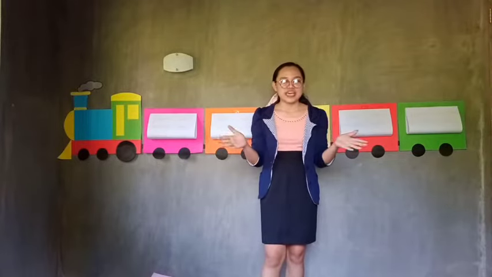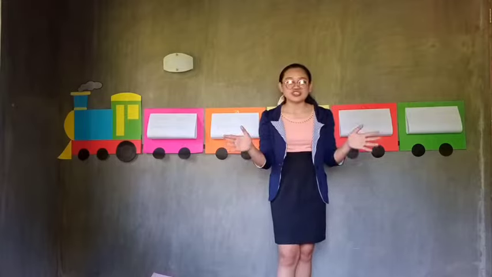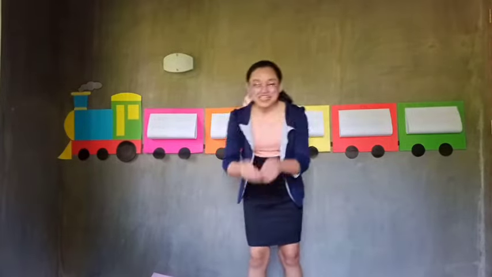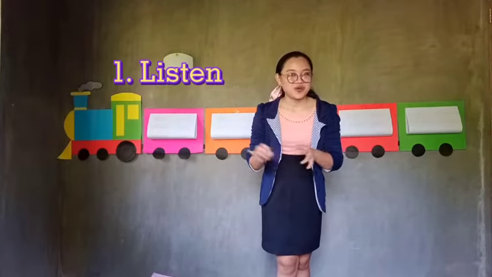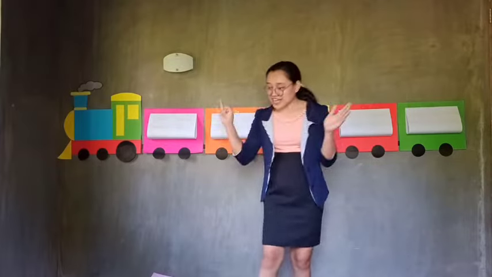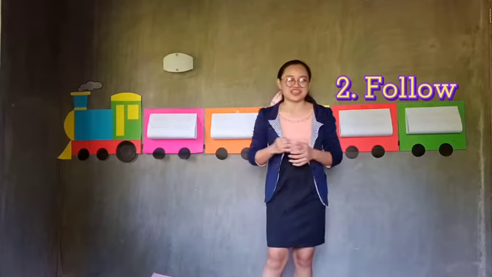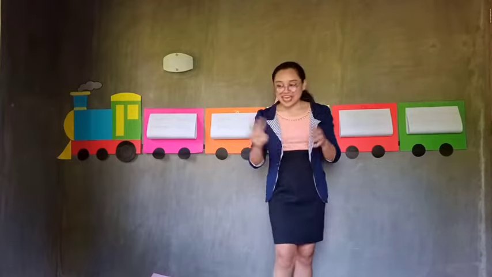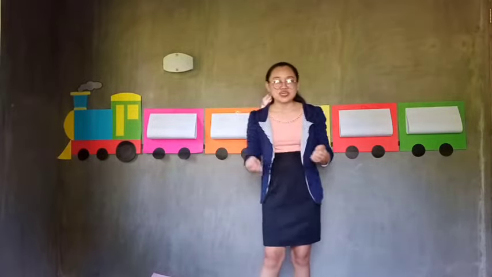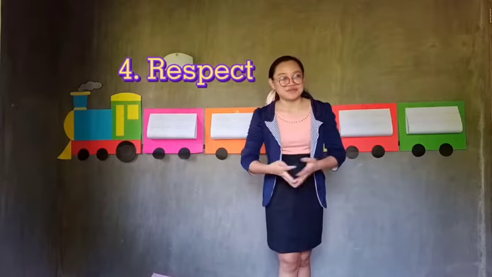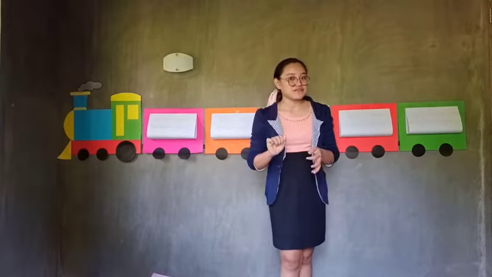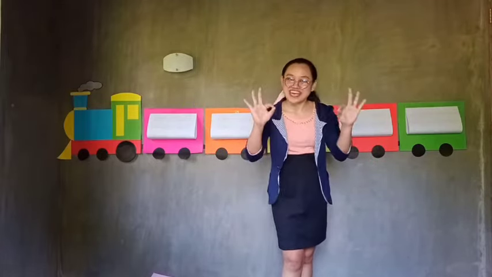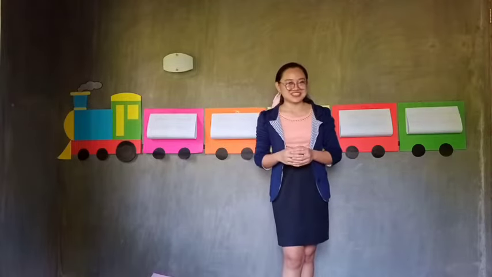Clap your hands. Before we start our lesson, I'm going to give you my classroom rules. I have 5 classroom rules. First, listen when your teacher is talking in front or when we have a discussion. Second, follow the direction carefully. Third, raise your hand when you want to say something. Fourth, respect yourself and other people. Fifth, be safe, helpful, and neat. Do you understand our class rules, class? Very good.